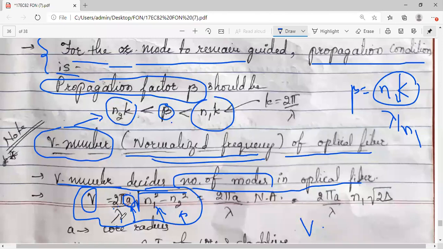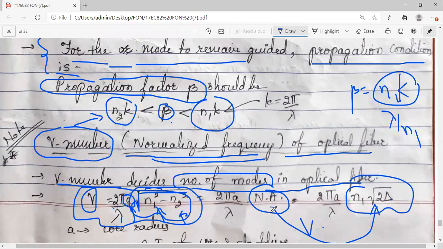So 2 pi small a by lambda times root of n1 square minus n2 square, and we know that root of n1 square minus n2 square is nothing but the numerical aperture. So I have substituted that: 2 pi a by lambda into numerical aperture. You can even write this in terms of relative refractive index difference also, because NA is related to delta by this equation: n1 root 2 delta is equal to NA. So V number is a deciding factor on how many modes there are in an optical fiber.